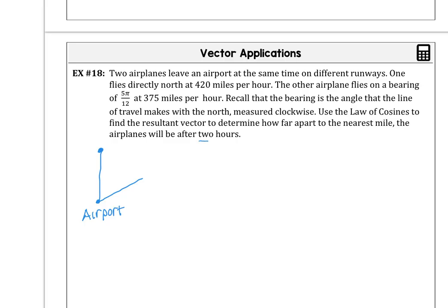The airplanes are going to be flying for 2 hours. So one of them, 420 for 2 hours, means he's traveled 840 miles. And the other one, 375, means that airplane has gone 750 miles. And we want to know how far apart they are, that distance right there. So what kind of triangle is that? Side, angle, side. This is a side, angle, side triangle.